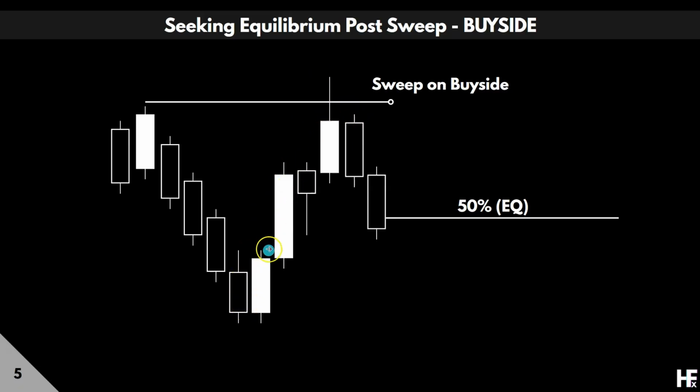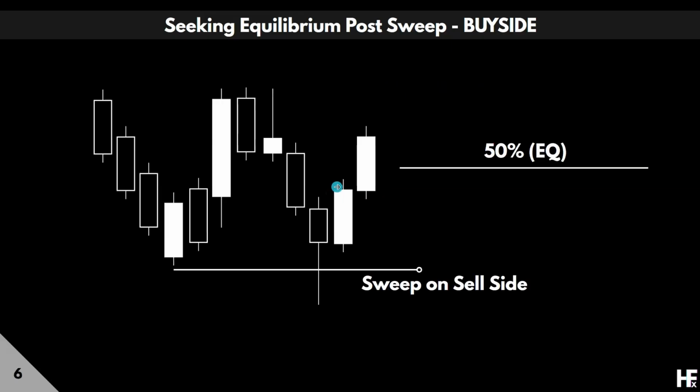If you do the projection here for the Fibonacci, the 50% would come up about here. This is an eyeball, this is not an exact level, but if you look at the range here, this should be about 50% of this range. So this is what we expect price to do after the liquidity has been swept, and the price to seek equilibrium. So this gives us a potential bias going into the next few days or weeks.